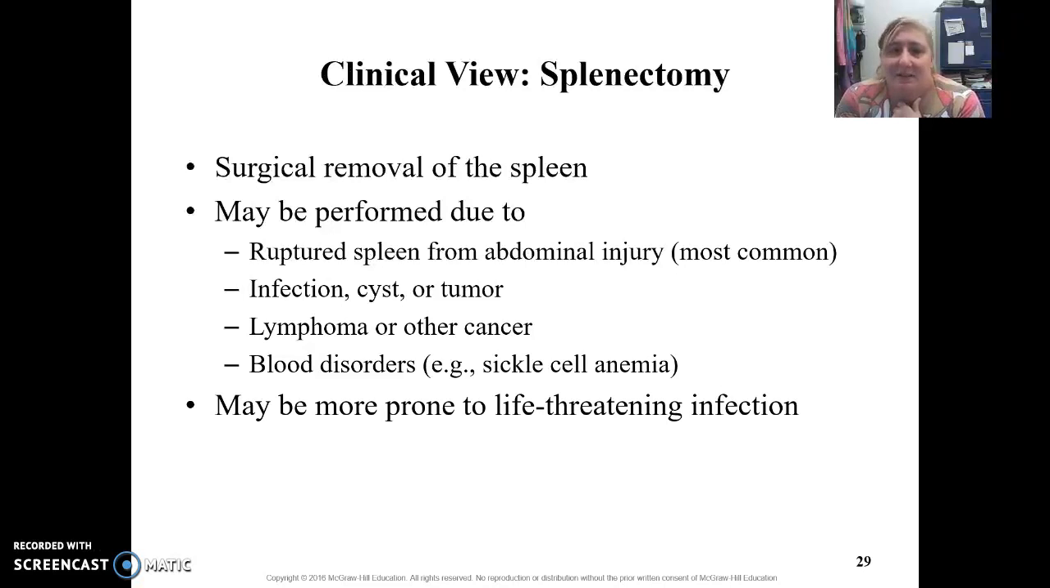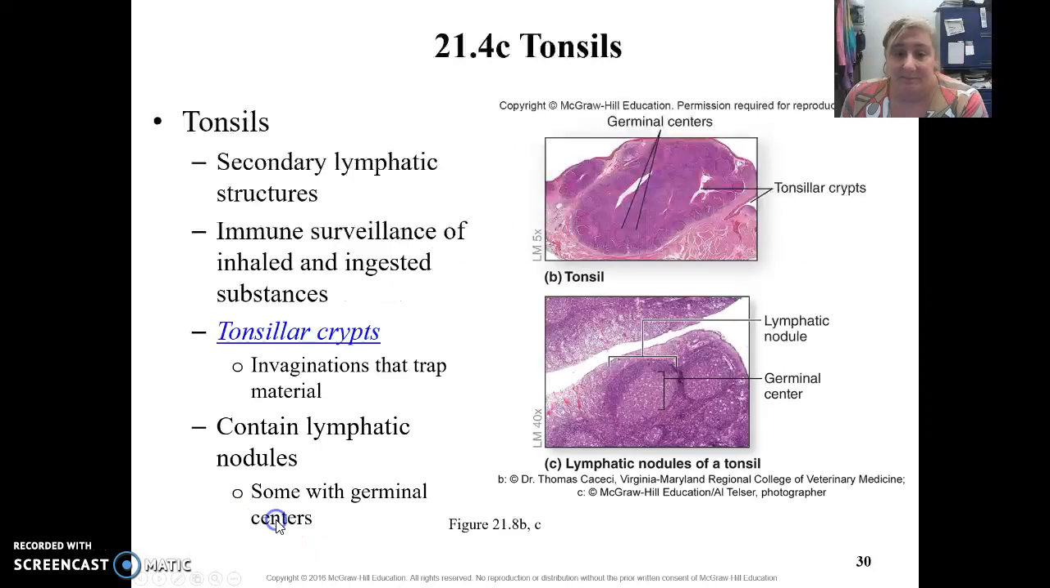So splenectomy is surgical removal of the spleen, and this is typically done because of severe injury to the abdominal cavity, or if you have certain forms of cancer that require removing the spleen. Without a spleen, you're going to be more prone to infections because the spleen is one of the primary sites that gets activated when you do have severe infections, especially blood infections.